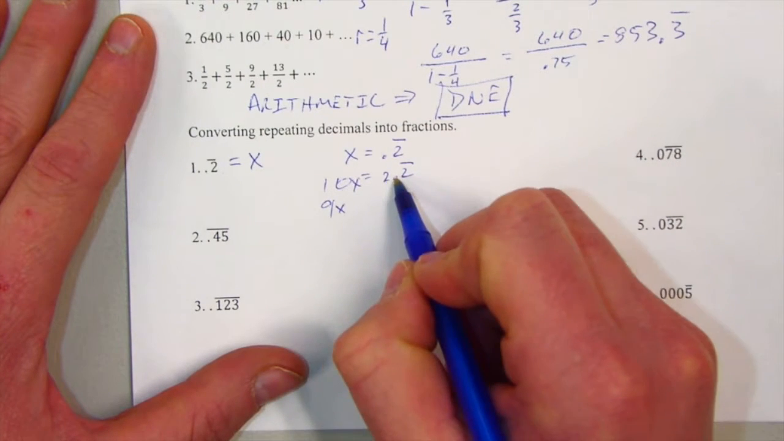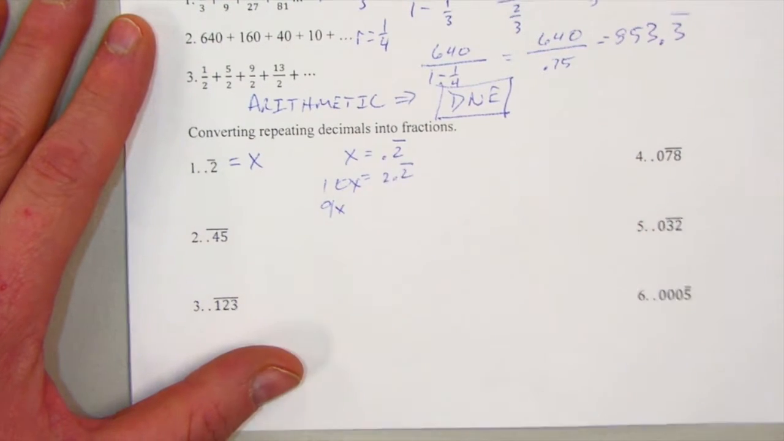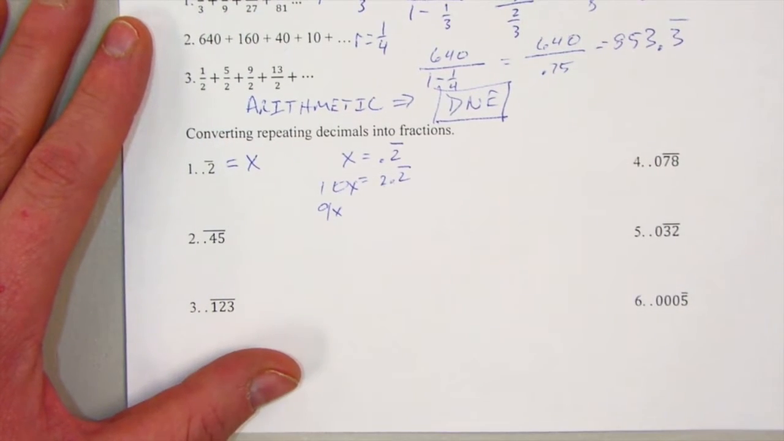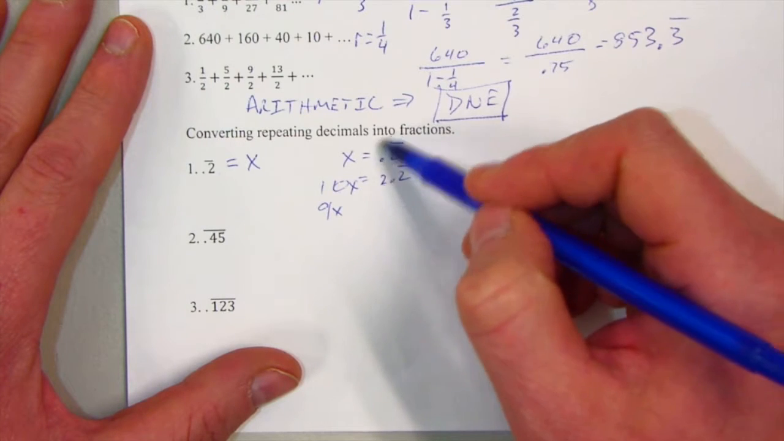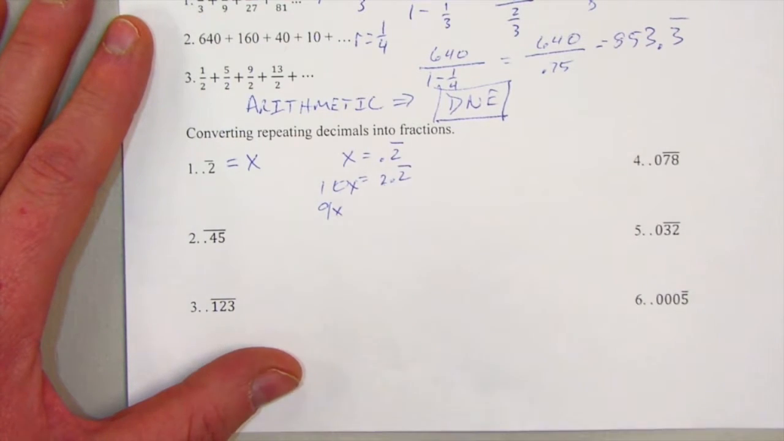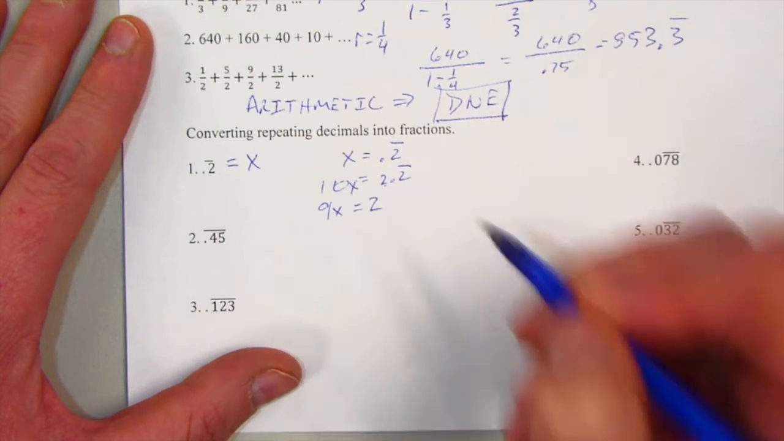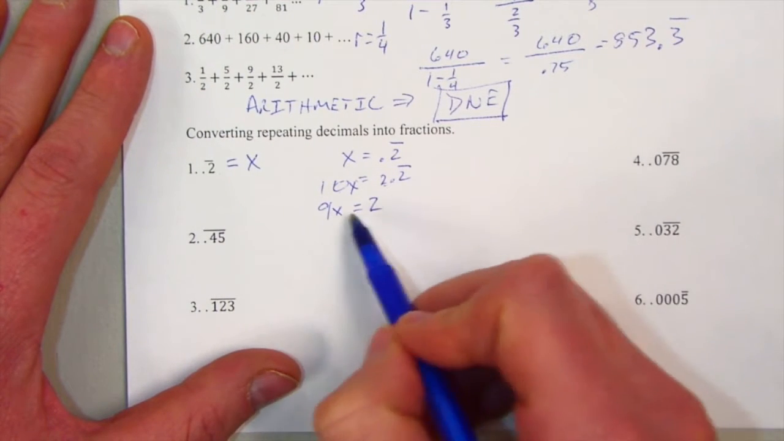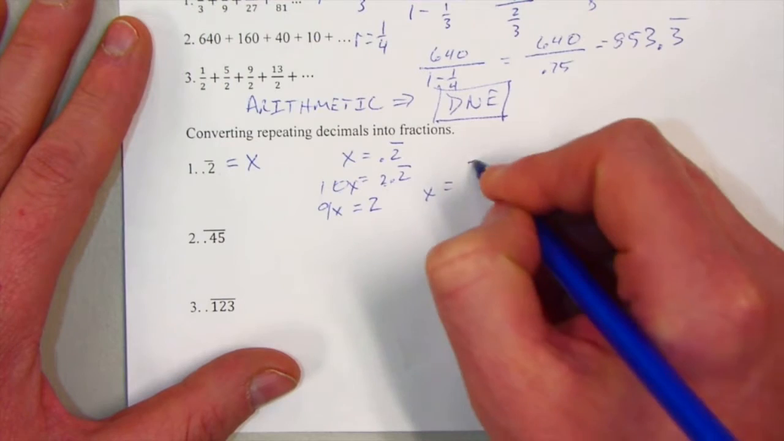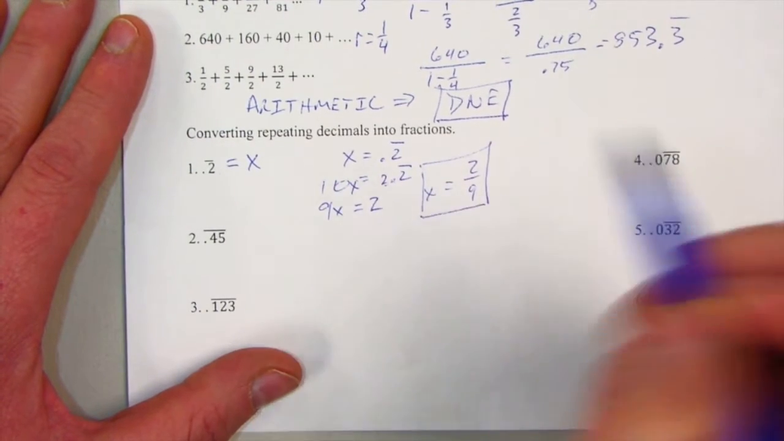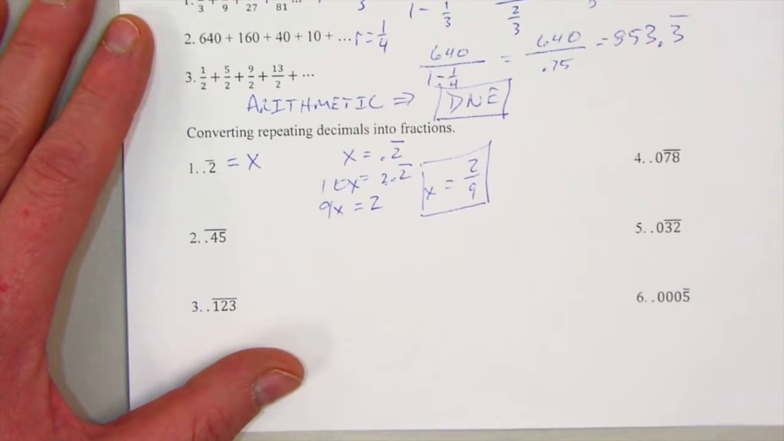So if I go this number minus that number, 10x minus x is 9x. And 2.2 repeating minus 0.2 repeating, well, look at that. When you do this little process, the reason that we did it is when you subtract them, your repeated decimal goes away. 2.2 repeating minus 0.2 repeating is actually going to be equal to 2. Now I can solve that. Divide by 9, and x is going to be equal to 2/9. Maybe you recognize that decimal anyways. So 0.2 repeating is going to be 2/9.